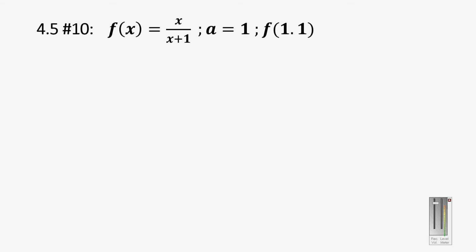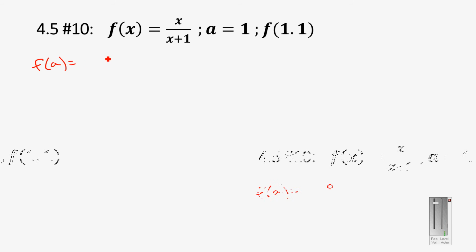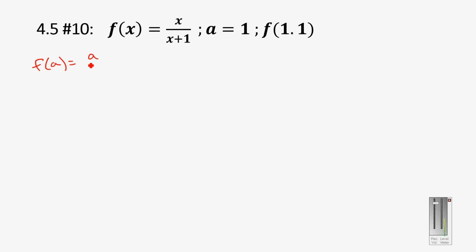So on this particular one, we'll go ahead and rewrite this. What we're really saying is f of a equals a over a plus 1. And in our case here, if a is 1, then we get 1 over 1 plus 1, which is 1 over 2. All right? Now f prime of a.